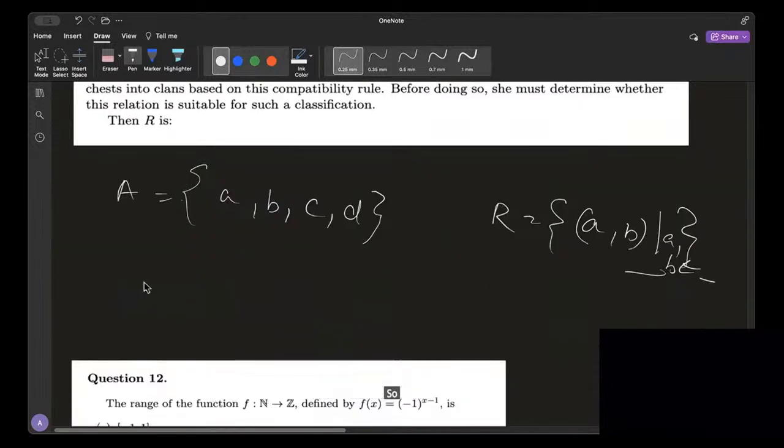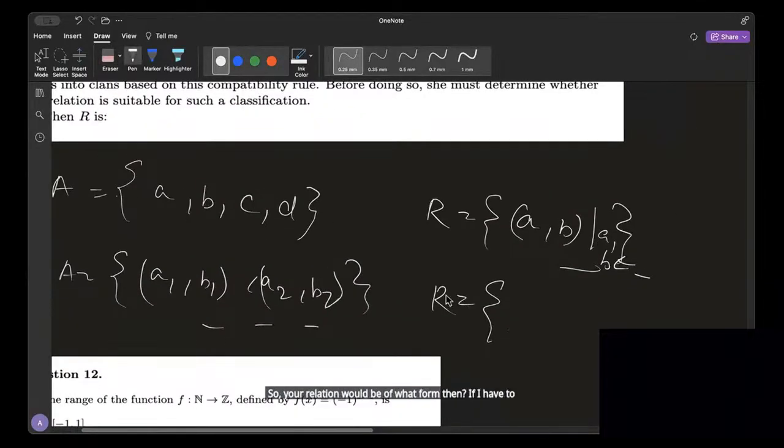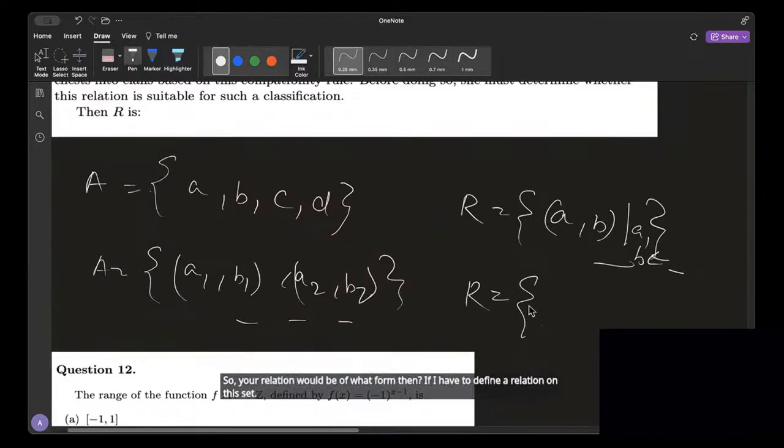So now what's happening is your A is of this form. A1, B1, or let's say, take A1, B1 only. A1, B1, A2, B2. So your A set is of this form this time. So your relation would be of what form then? If I have to define a relation on this set, then what should it look like?